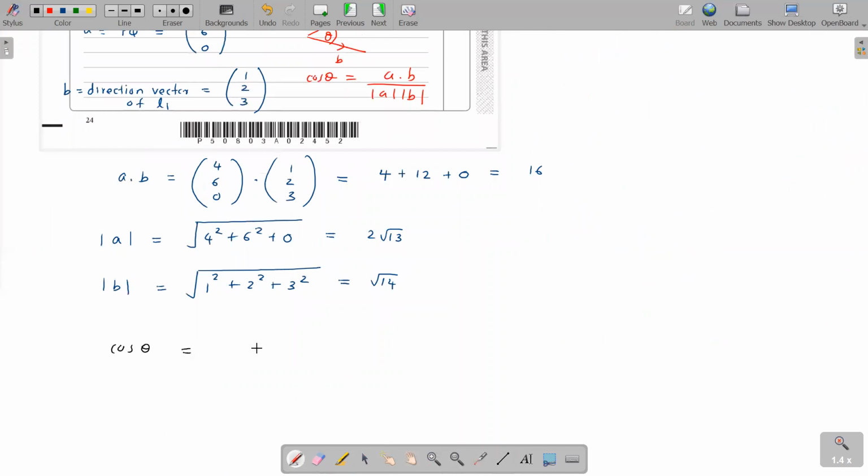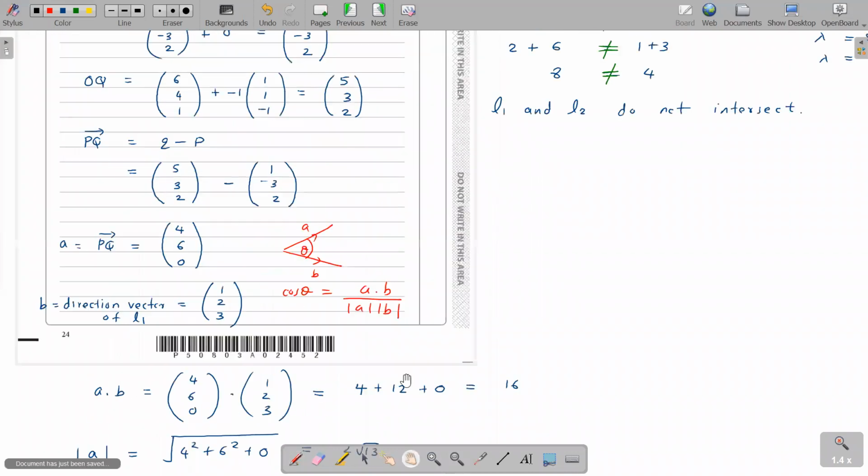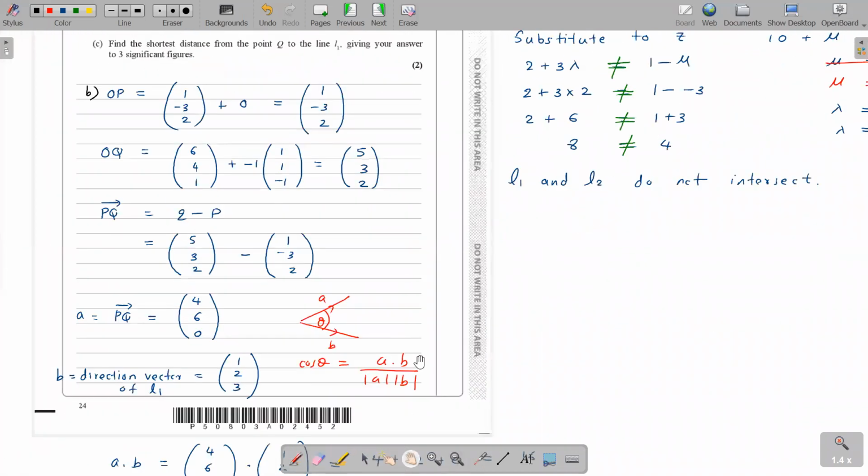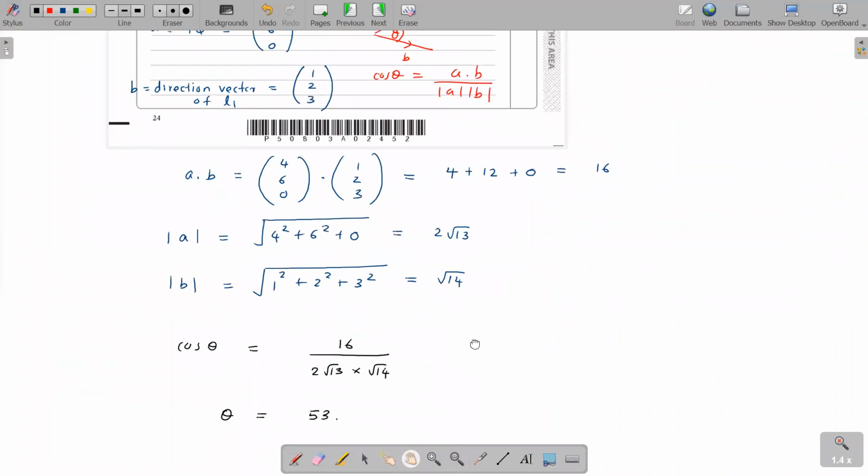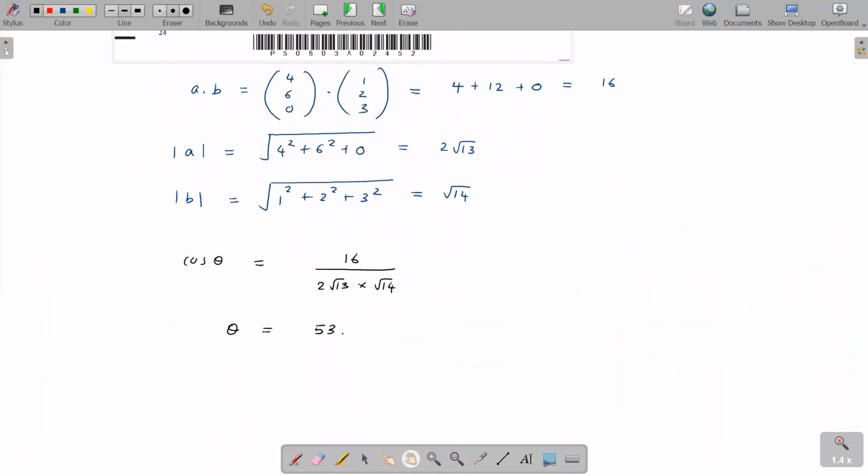So cos theta is A dot B, which is 16, over modulus A, which is 2 root 13, into root 14. So cos inverse of this, and you get the theta answer. How much is cos inverse of this? You get 53.63 something, right? So they want the answer to 2 dp. Yeah, so 53.629, I think, right? Yeah, 53.62985. So 53.63 to 2 dp. 53.63 degrees to 2 dp. Is this clear?